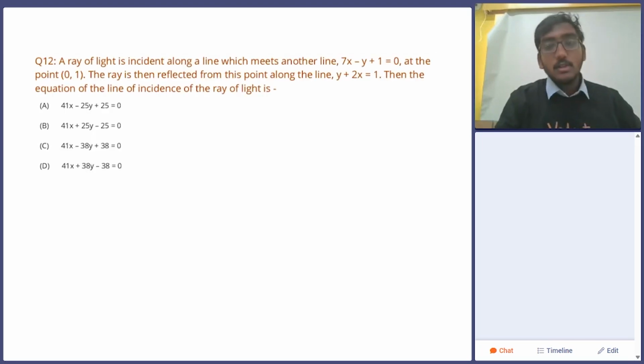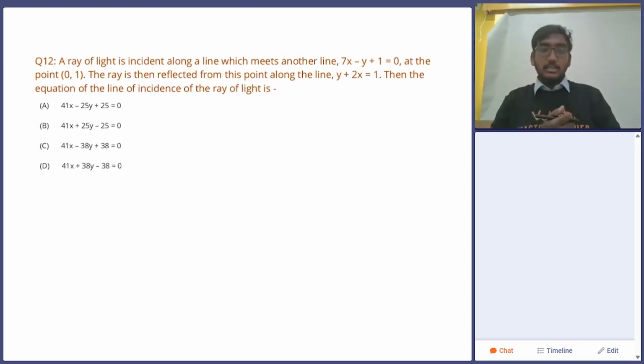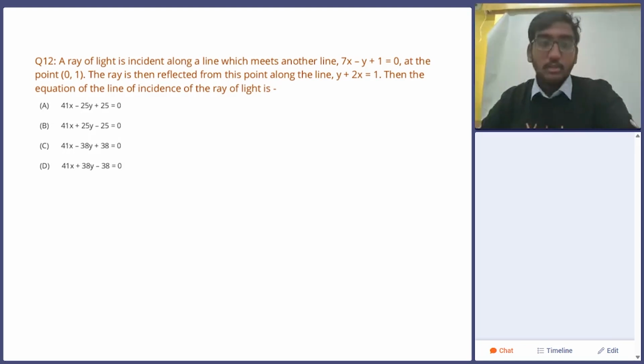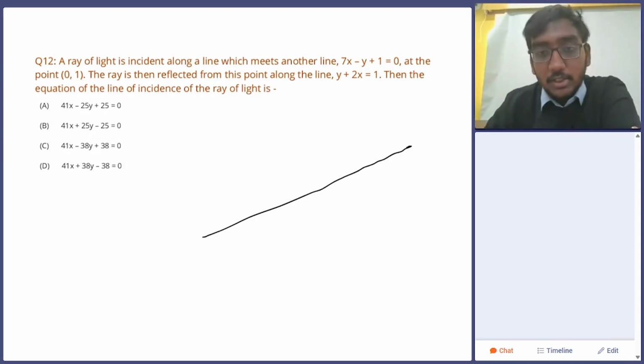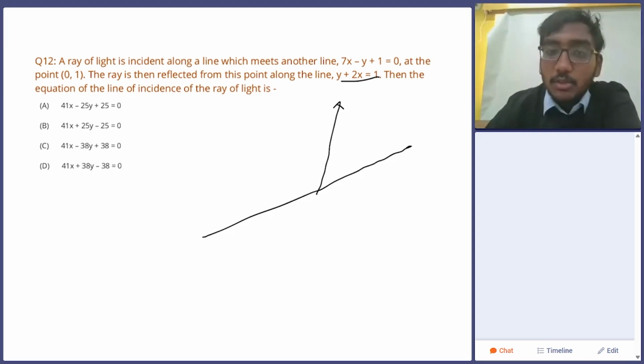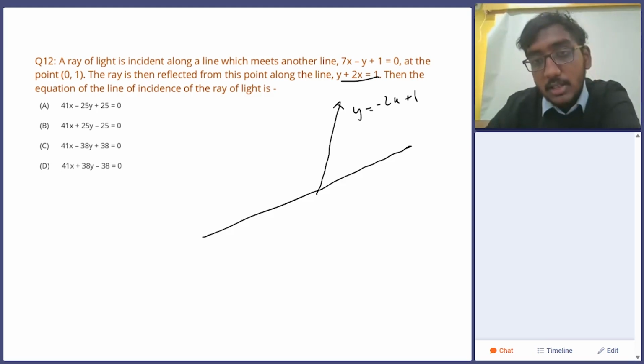Yes. So this question is from straight lines, right? What you have to basically find is the equation of the incident ray. What they have given is the equation of the mirror and the equation of the reflected ray. This is the equation of the reflected ray, y plus 2x equal to 1. So I will write it in y equal to mx form. It will be y equal to minus 2x plus 1.